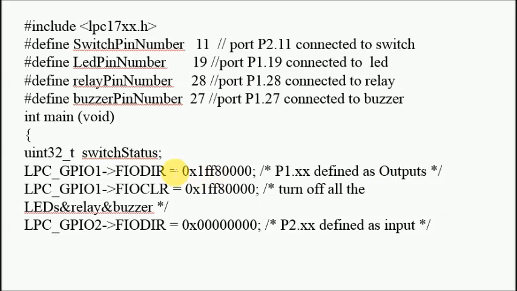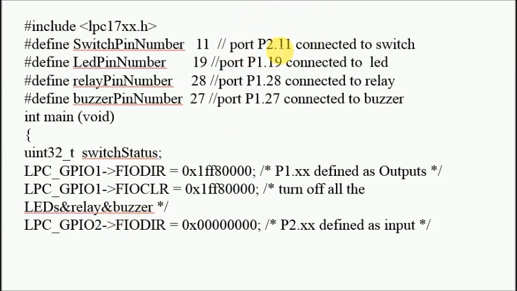Similarly, when they are configured as output, we have to turn off the relay and buzzer. So again we have to clear the pins. Which pins do we have to clear? Just write 1 there, and that particular pin will be cleared and it will not affect the other pins.